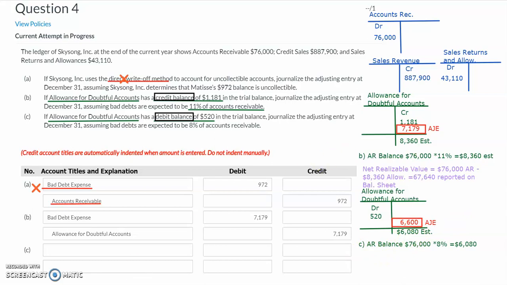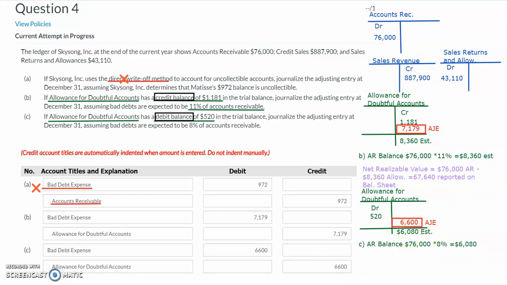Our journal entry will be a debit to bad debt expense because we're using the allowance method. And of course, we're setting up our allowance for our next reporting period. And our adjustment is going to be for that difference. So that way we end up with this estimate for the next reporting period.